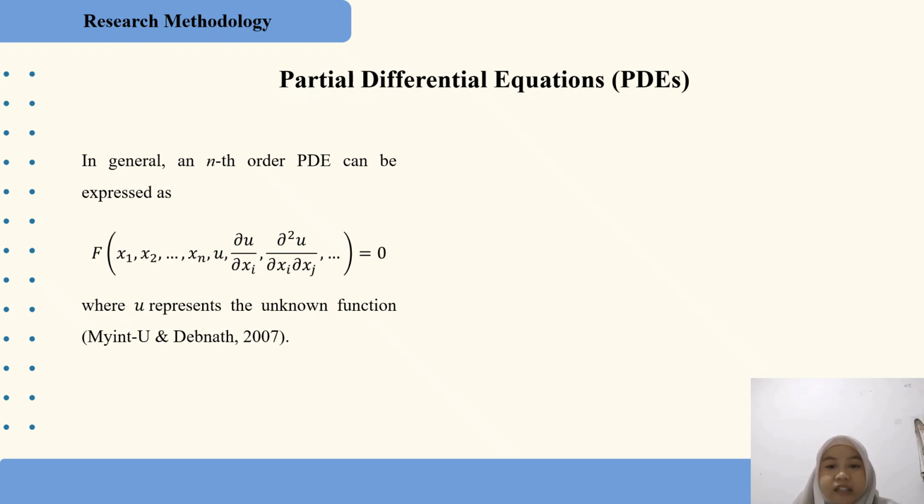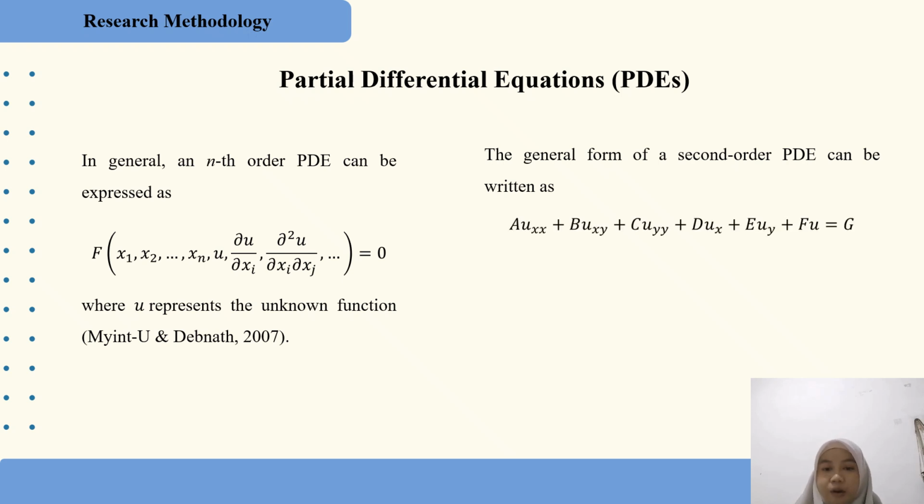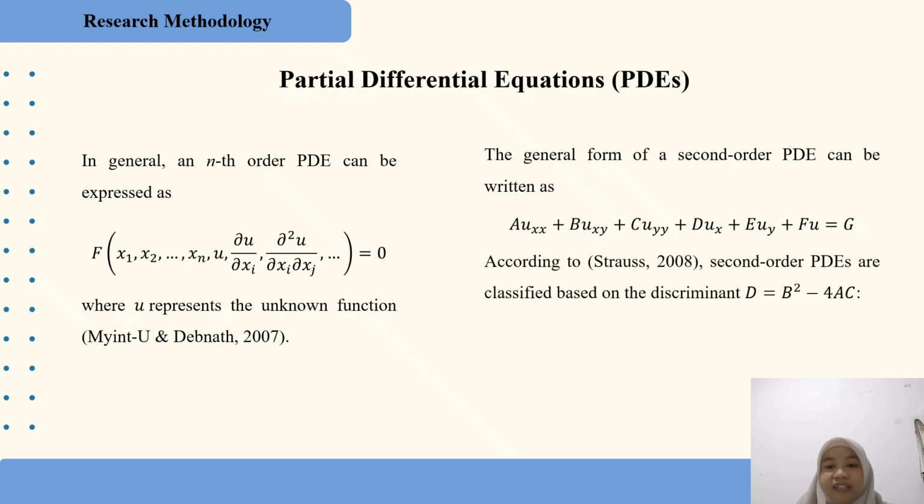Next, the general form of a second-order partial differential equation can be written as A u_xx plus B u_xy plus C u_yy and so on, equal to G. According to Strauss 2008, second-order partial differential equations are classified based on the discriminant.